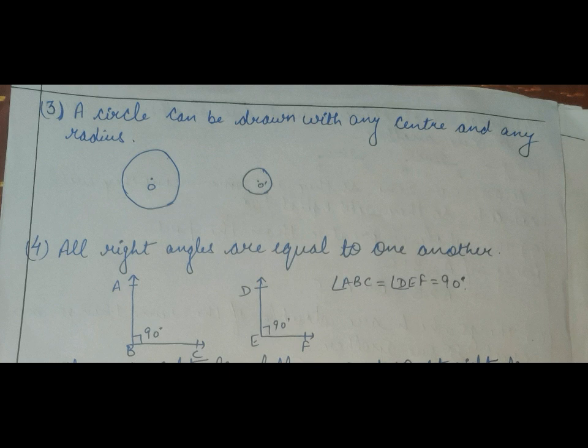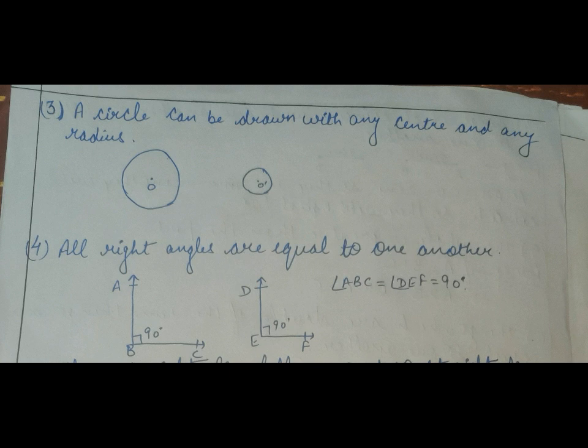Postulate number 3 is a circle can be drawn with any center and with any radius. You can see I have drawn a circle with 2 different centers and another with a different radius. Now postulate number 4 is all right angles are equal to one another.